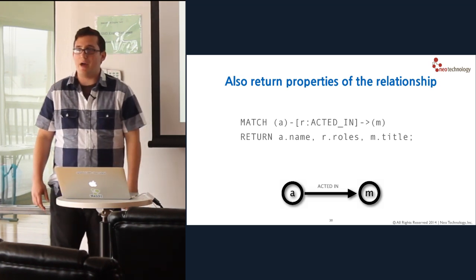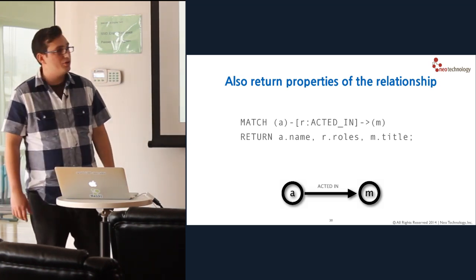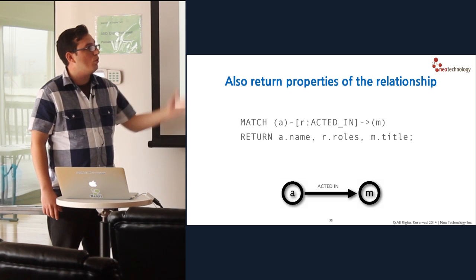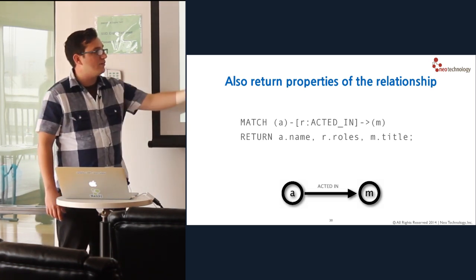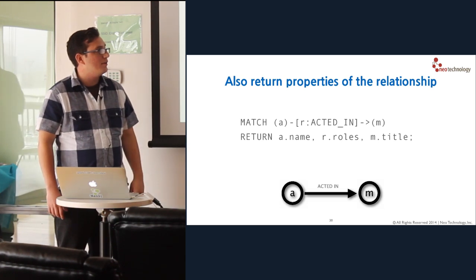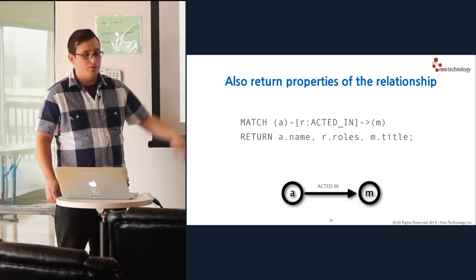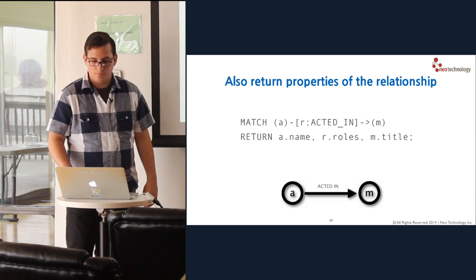So you can also return back the properties that exist on the relationship. So here we have roles. So what role did the actor play in the movie? And that exists as a property on the acted in relationship. So we're returning back the roles as well.